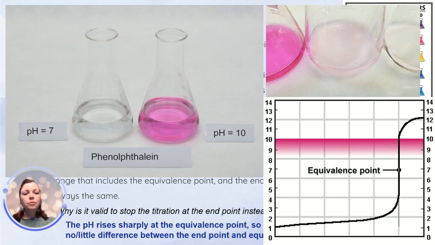It's also kind of interesting because you'll notice that when you're getting close to your equivalence point, your color will start to linger in the solution. Then you can mix it and make it go away, just by swirling it, but it starts to linger longer and longer. And so you want to slow down when you start to see that happen.